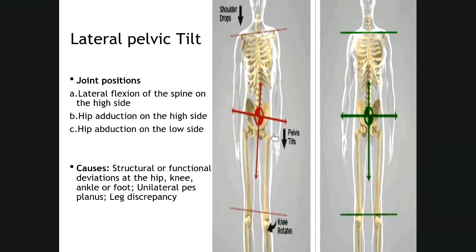So on the low side, the position of the joint is going to be hip abduction. So with that hip abduction, it's going to shorten the hip abductors, and it's going to lengthen and weaken the hip adductors on the low side. So the causes, you'll see it better when I show you the illustration. The causes can be structural or functional deviations at the hip, knee or foot. Unilateral pes planus, that means when you have a flat foot, or a leg length discrepancy can also cause this lateral pelvic tilt posture.